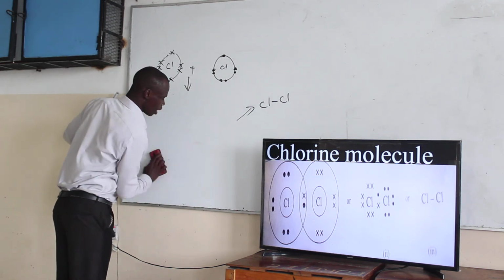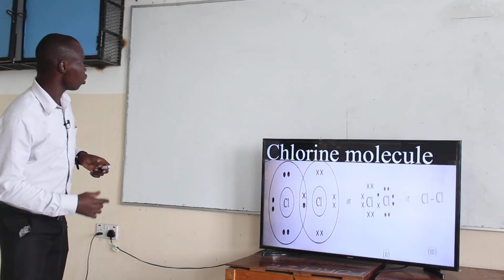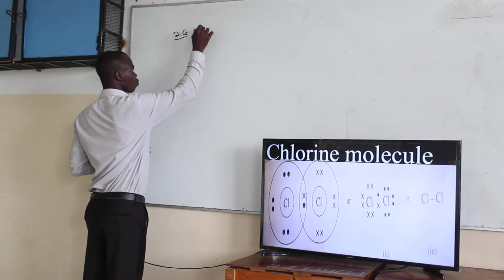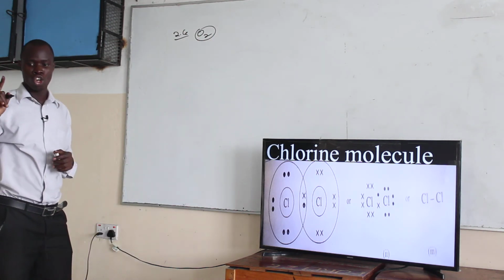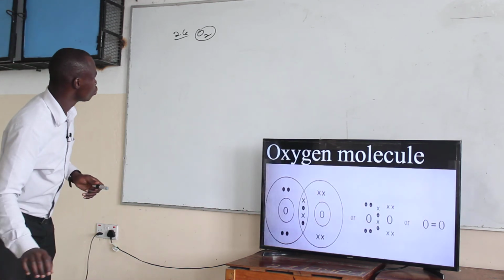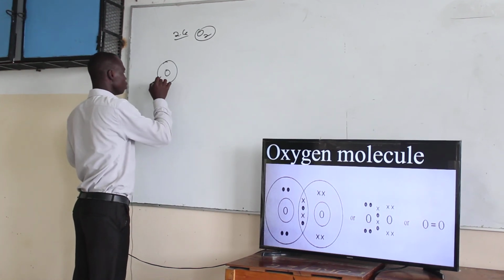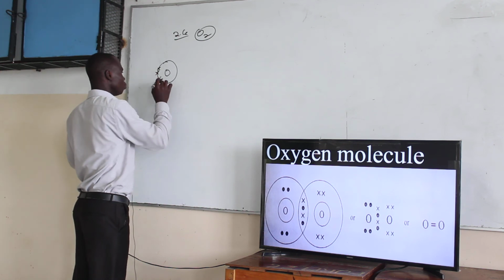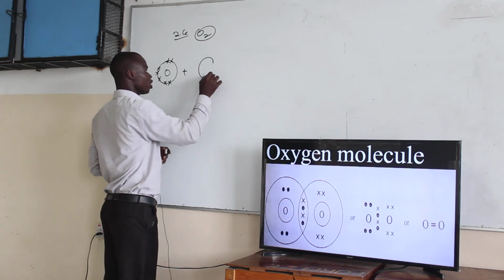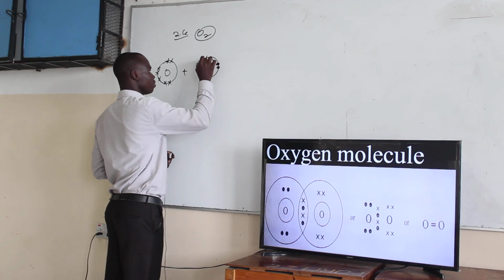The next one I want to look at is oxygen molecule. Oxygen is 2, 6. Oxygen is written as O2. That means we are going to have 2 oxygen atoms. So we are going to have the first one, 1, 2, 3, 4, 5, 6, plus another oxygen, 1, 2, 3, 4, 5, 6.